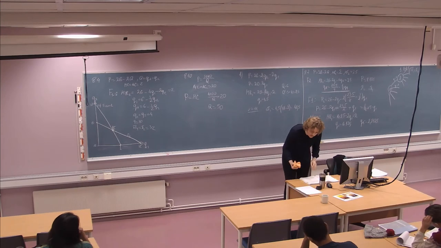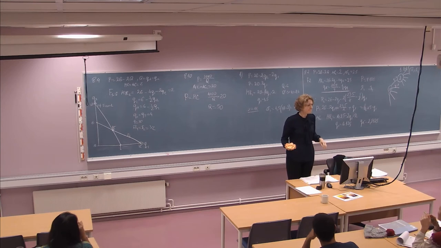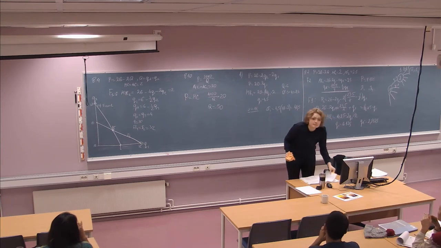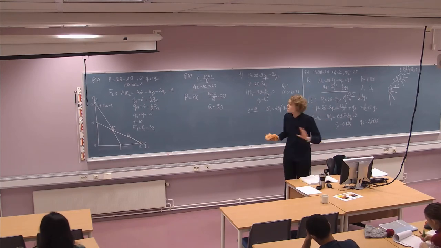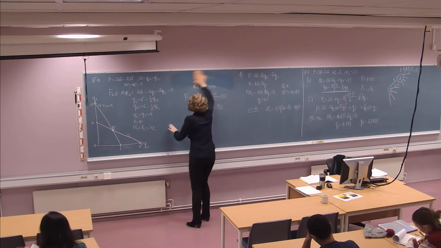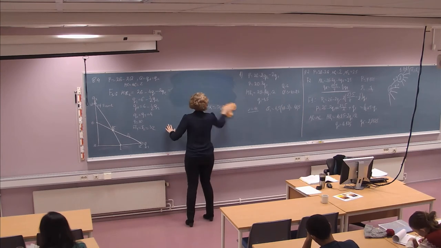Now, I have got several questions about the consumer surplus story. That's why we go back to chapter 3. And this is a simple exercise number 7. We start from simple stuff and then go to something more complicated.